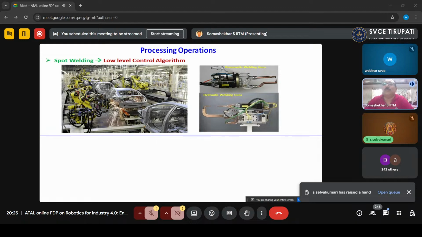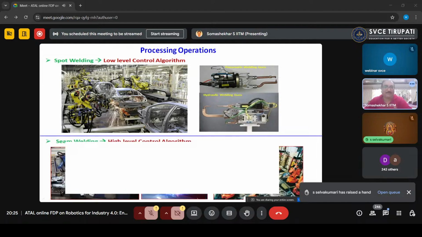On this slide I am showing you the different types of welding guns. Please see C type, scissor type, X type. There are so many end effectors attached to your robotic wrist.